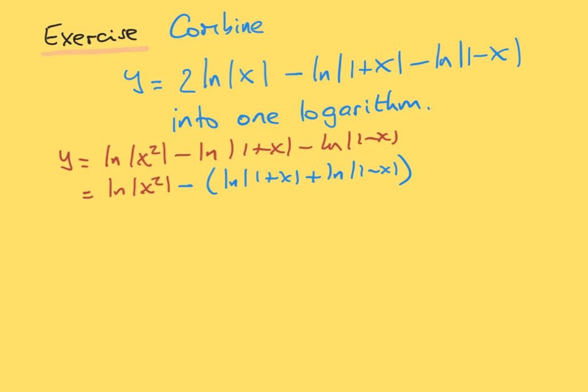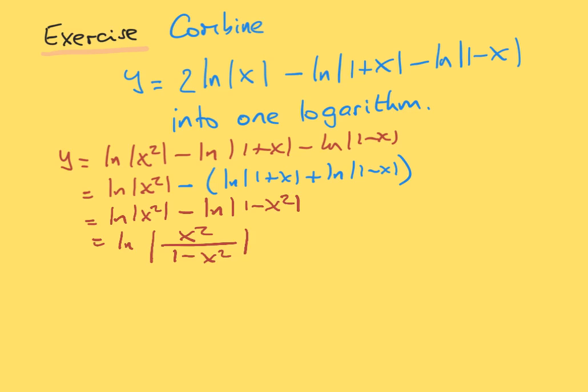So in that way we're going to get equals logarithm of x squared minus the logarithm of the modulus of, and 1 plus x times 1 minus x is 1 minus x squared. And then we just use the rules for logs, and this is the logarithm of x squared over 1 minus x squared. So that's one way of doing it.